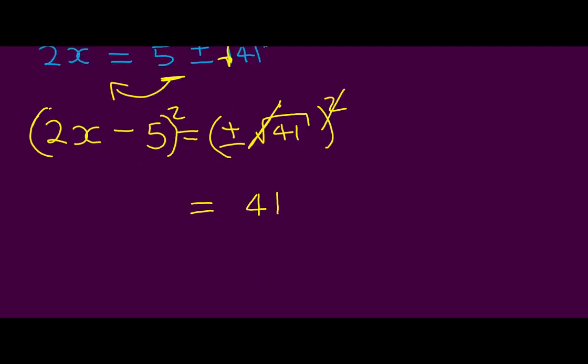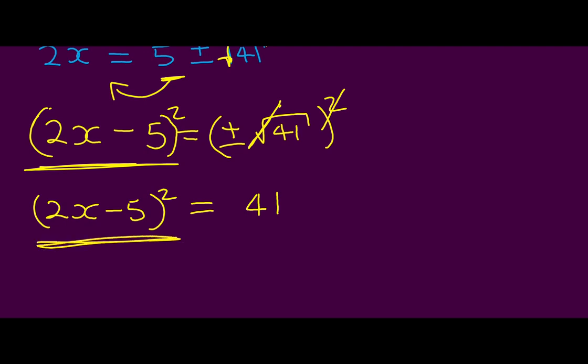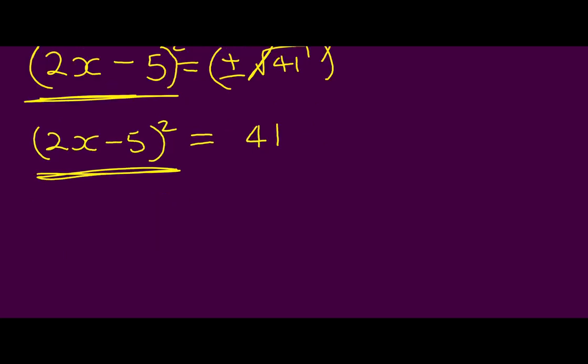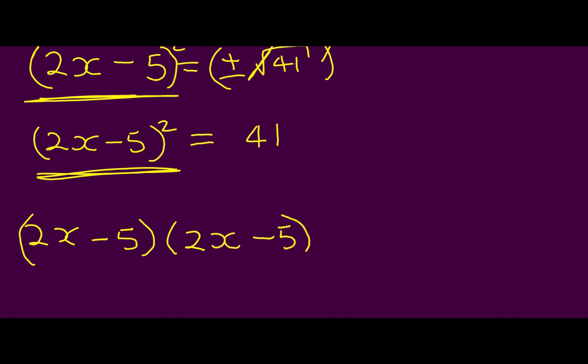And then from here, this is going to stay as it is. It's going to be (2x - 5) squared, right? We're together, right? It's very interesting. Then from here, we're going to break this square. We're going to simplify this expression. And obviously, when a term is squared, it means that it's 2 terms. So it's (2x - 5) and (2x - 5) equals 41. Very interesting.